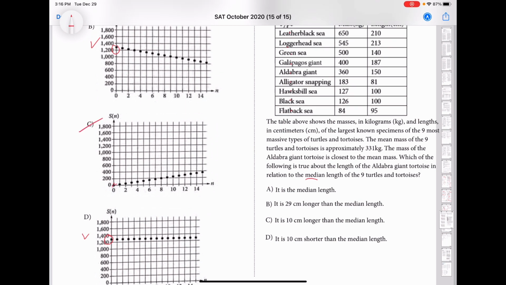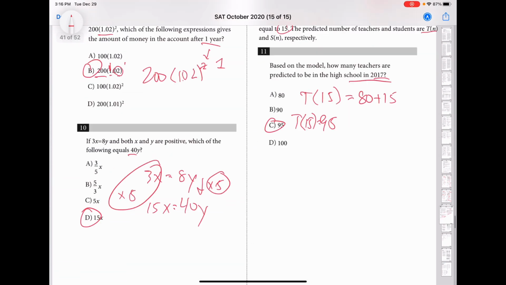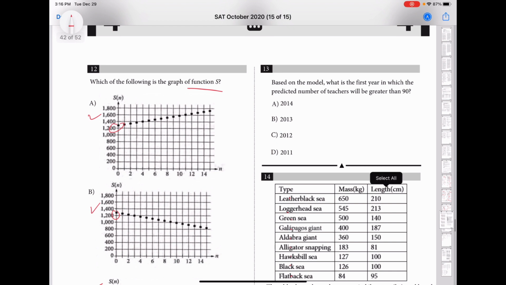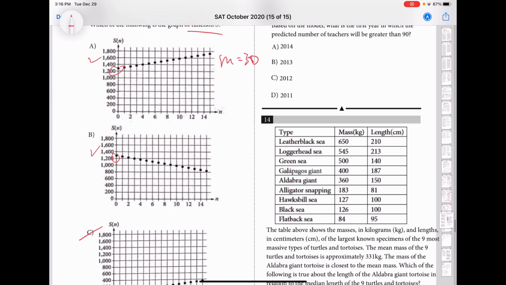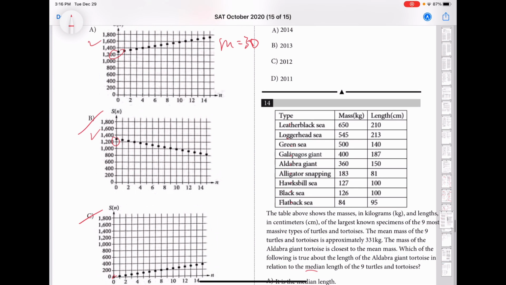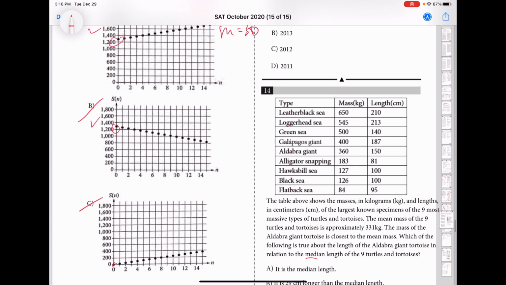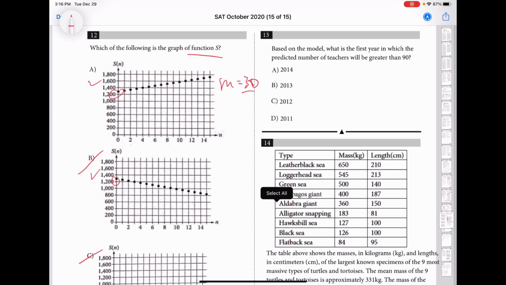And then we're looking for a slope of, what was the slope? 30. So we need slope m equals 30. Which one looks like it has a slope of 30 as we increase it 1 by 1? B is out because it has a negative slope. So between choices A and D, D looks like it's too flat. It hasn't increased at all. And A looks like it's increasing just enough for about 30 per year. So the answer choice is A for number 12.